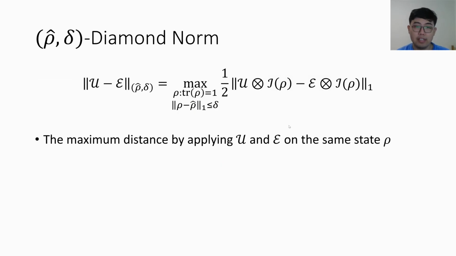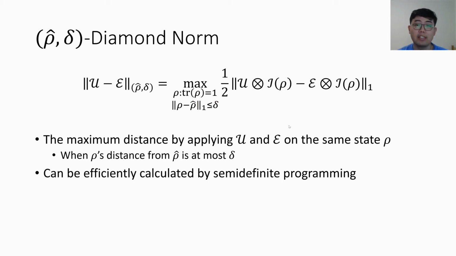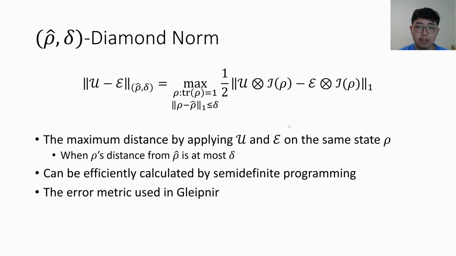The rho-delta diamond norm is defined as the maximum distance after applying the two superoperators on the same input state, where the input state has at most delta distance from rho. This norm can be efficiently solved by a semi-definite programming solver, given rho and delta, and this is the error metric used throughout the Gleipnir work.